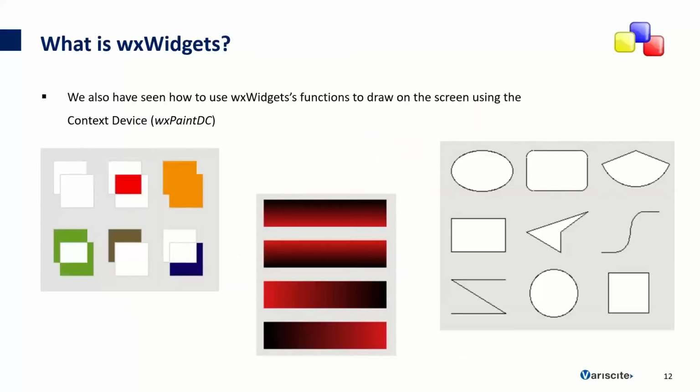Just to summarize, we went through the device context, which is a specific object in wxWidgets that allows creating overlaps, shades, dedicated shapes and figures, drawing lines, and whatever.